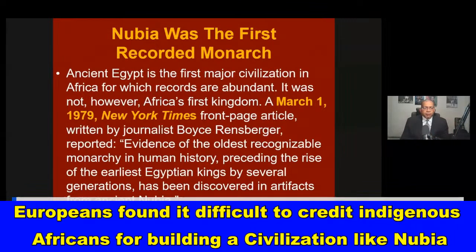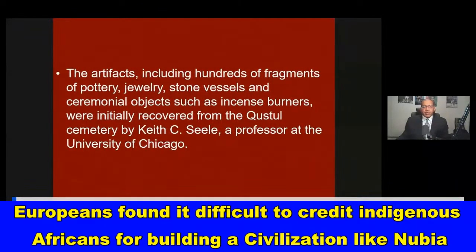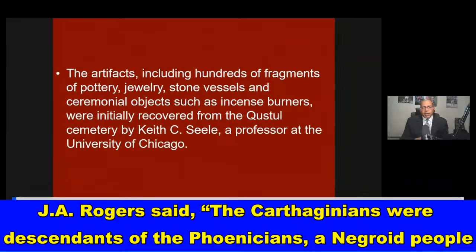Now, Nubia was the first recorded monarchy in history. Ancient Egypt is the first major civilization in Africa for which records are abundant. It was not, however, Africa's first kingdom. A March 1st, 1979 New York Times front page article written by journalist Boyce Rensberger reported, quote, evidence of the oldest recognizable monarchy in human history, preceding the rise of the earliest Egyptian kings by several generations, has been discovered in artifacts from ancient Nubia, end quote. The artifacts, including hundreds of fragments of pottery, jewelry, stone vessels, and ceremonial objects such as incense burners, were initially recovered from the Qustul Cemetery by Keith C. Seele, a professor at the University of Chicago.